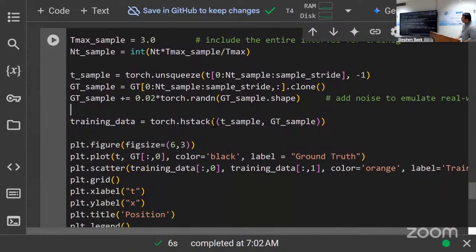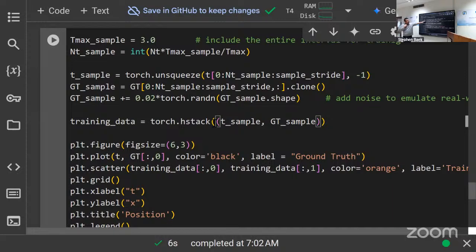So in this problem setting, what we do is to make observations for the first 3 seconds in time. We're going to take some number of samples. And then, this is a ground truth sample that we generate. And then on that sample, we're going to add some noise to emulate the real world scenario.